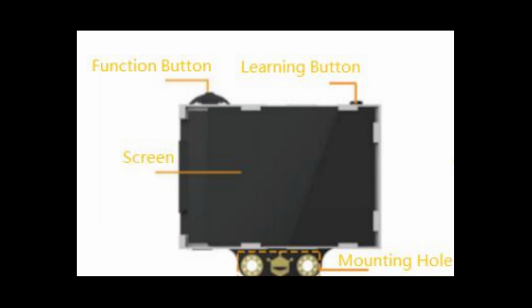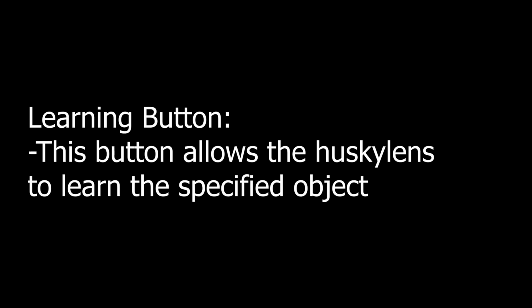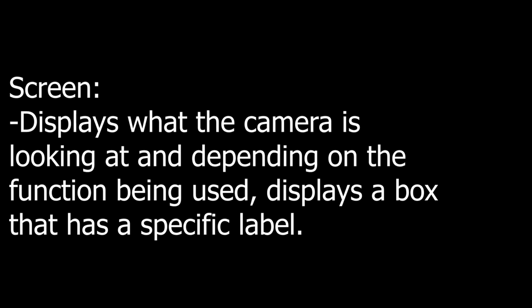Let's go over the main parts first. First, we have the function button. This button allows us to switch between different functions. Next, we have the learning button. This button allows the Husky lens to learn the specified object. The screen displays what the camera is looking at, and depending on the function being used, displays a box that has a specific label. The camera is what allows the Husky lens to see the specific object and display it on the screen.